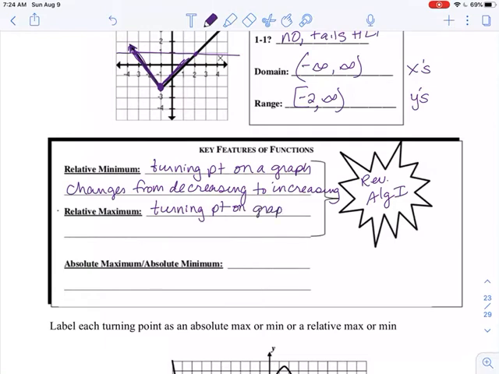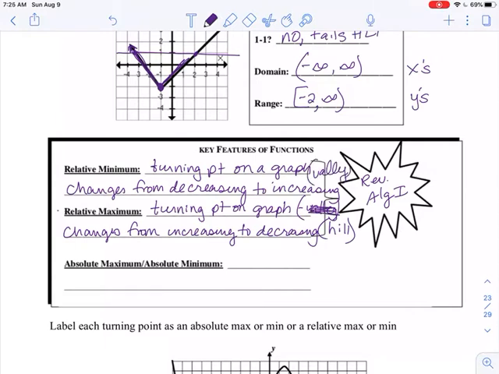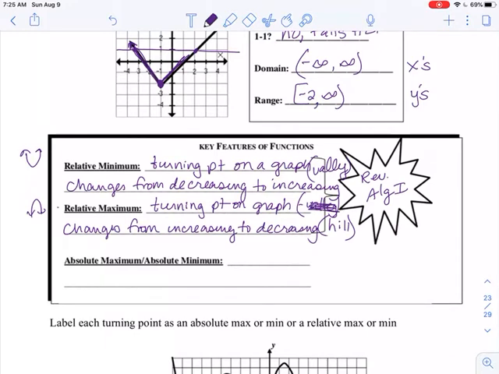but it's where I'm changing from increasing to decreasing. It's like a hill. So think of this as a hill. This is like a little valley. Okay, so relative, whoops, I put that in the wrong spot right here. Let's get rid of that. This right here is a valley. So a relative min might look like this. A relative max might look like this. Changes from increasing to decreasing.